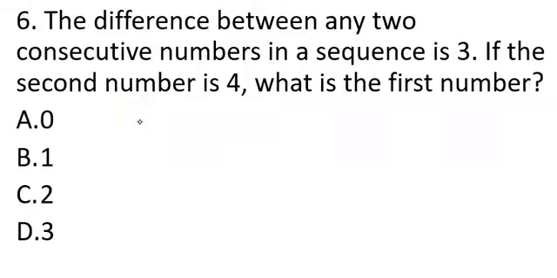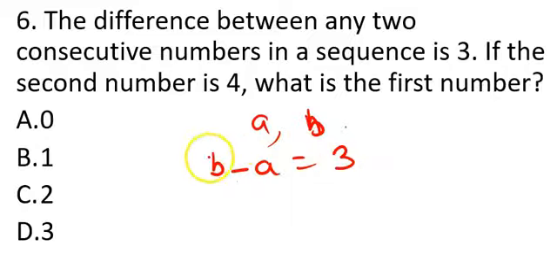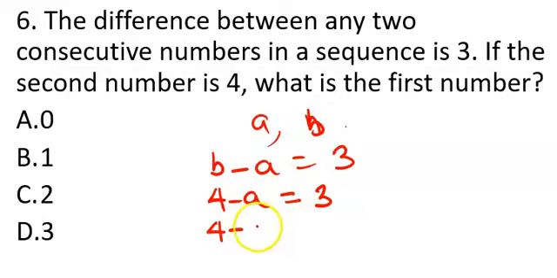The next one: the difference between any 2 consecutive numbers in a sequence is 3. If the second number is 4, what is the first number? Assuming A is the first number and B is the second number, the difference is 3, so B minus A is equal to 3. We are told the second number is 4, so 4 minus A is equal to 3. If you want A, the first number, we bring this to this side, so A is equal to 1. The first number should be 1.